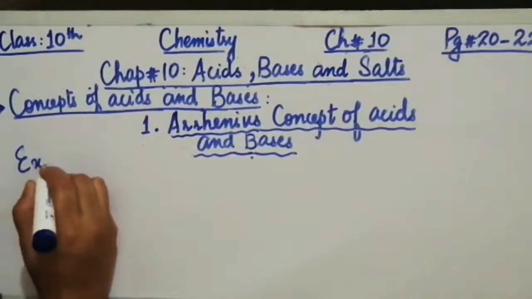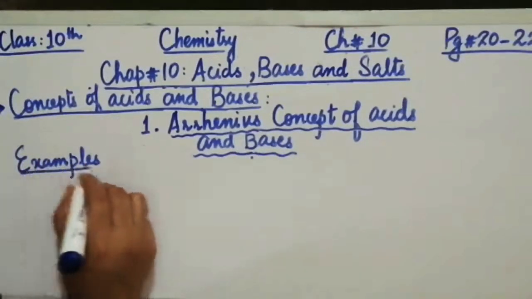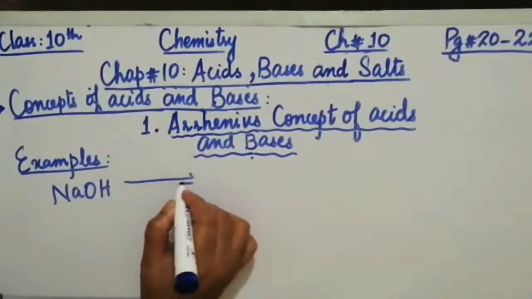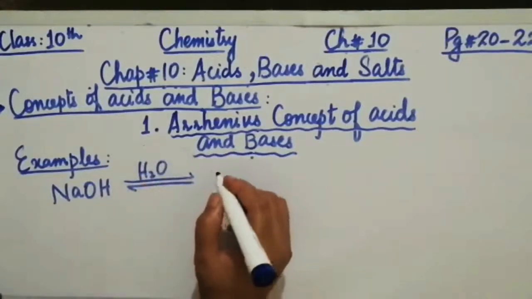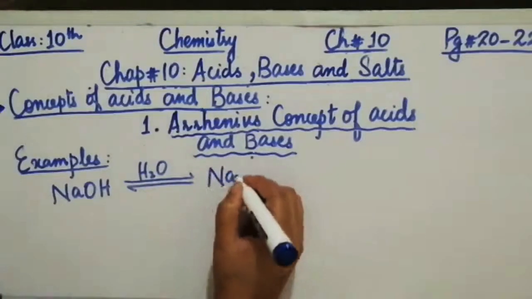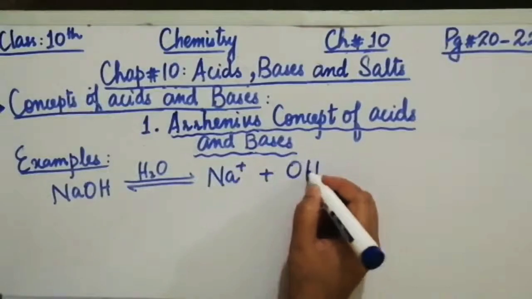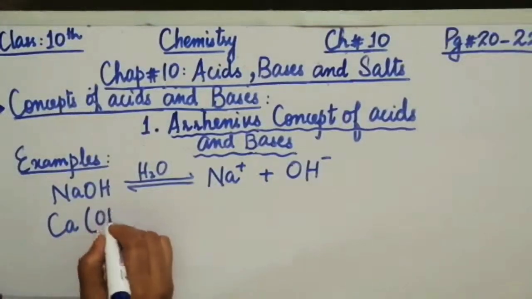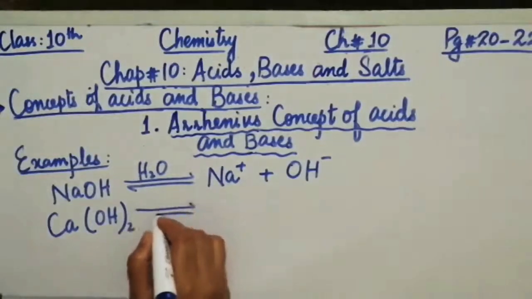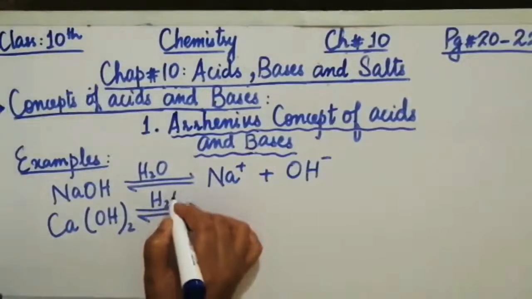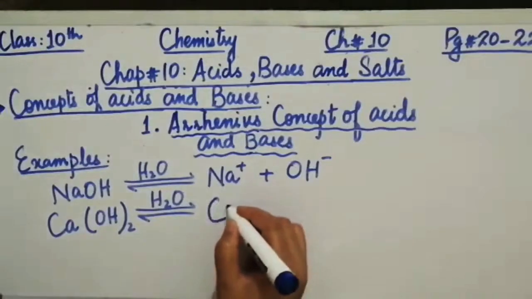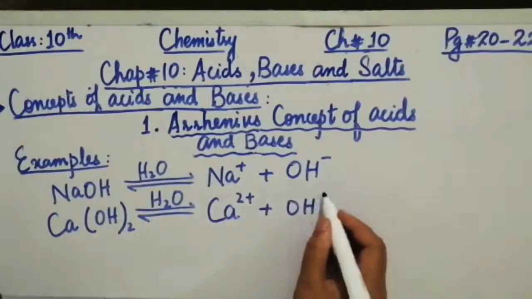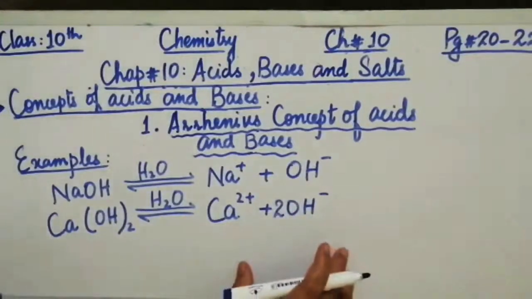Some further examples of bases according to Arrhenius are, for example, sodium hydroxide. When sodium hydroxide dissolves in water, it dissociates into its respective ions, which are sodium ions, Na positive, plus hydroxide or hydroxyl ions having a negative charge. In a similar manner, another example is calcium hydroxide. So in a reversible process, whenever you dissolve calcium hydroxide in water, it produces two types of ions: calcium 2 positive plus hydroxide or hydroxyl ions, having 2 moles after balancing the equation.